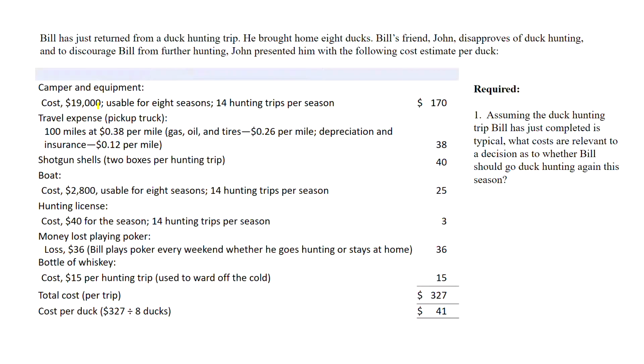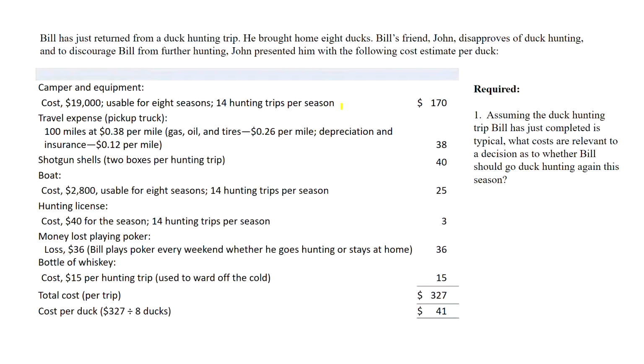Well, he divided the $19,000 by the number of trips that he estimated Bill would take over the life of that camper. It's usable for 8 seasons. He estimates that Bill usually does 4 duck hunting trips per season. 4 times 8 divided into 19,000, and that's how he came up with $170. The problem is that the camper and equipment would be considered a sunk cost. It's irrelevant. It should not have been included in the calculation.